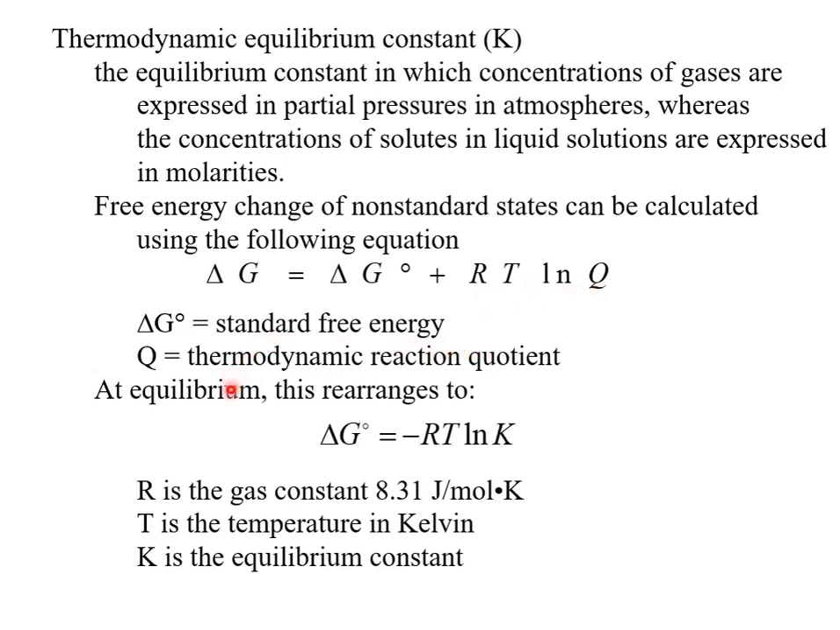At equilibrium, this rearranges to be that the standard free energy, or Gibbs free energy, is equal to negative RT natural log of K, where R is the gas constant of 8.31, because we use this value when we have energy, which gives us kilojoules, and it's in joules per mole K. Temperature, therefore, has to be in Kelvin, and K, of course, is the equilibrium constant.